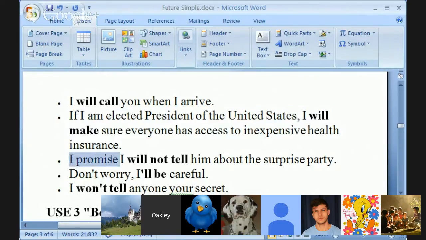I agree. Of course, if we use the word I promise, it's a promise. Well, duh. Okay. I promise I will not tell him about the surprise party. All right. Well, whenever you use the actual word promise, you pretty much are locked into the fact you have to use future simple with will.